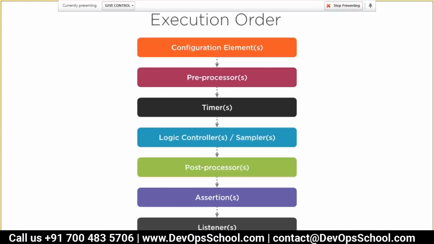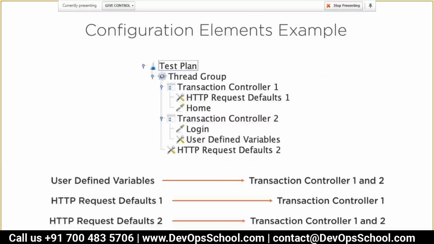So this is the execution order in which they get executed. First thing, configuration element, then preprocessors. Preprocessors I did not talk about. Then timers, logic controllers and sampler at the same time, post processors, assertion, and listeners. So this is the execution order of JMeter.